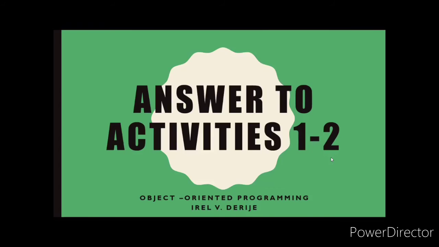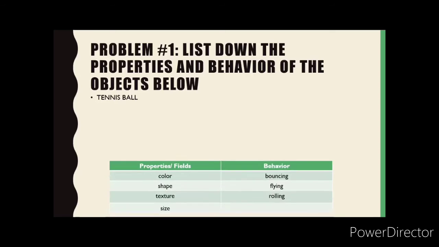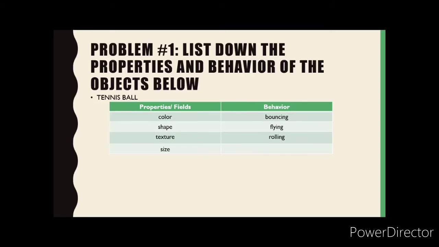Hi guys, now this is the answer to activities 1 and 2. So first, we have problem number 1. So we need to list down the properties and behavior of the objects below. So the given objects are the tennis ball. So if we are going now to consider this object, the following are the properties and fields and behavior. So we have here color, shape, texture, and size for the properties.